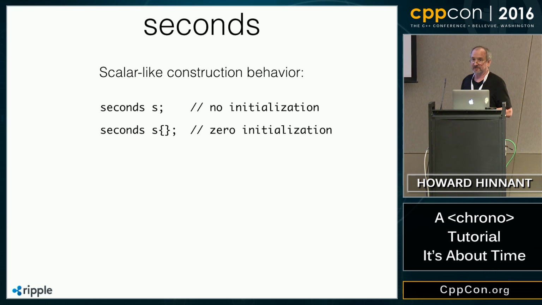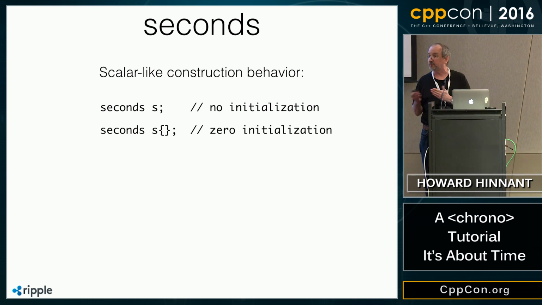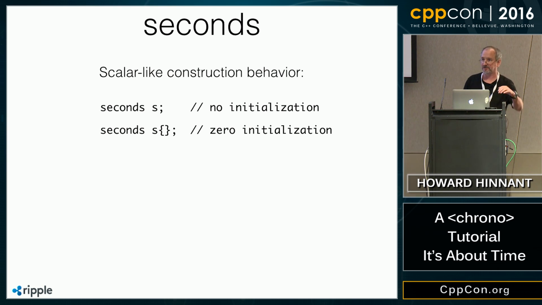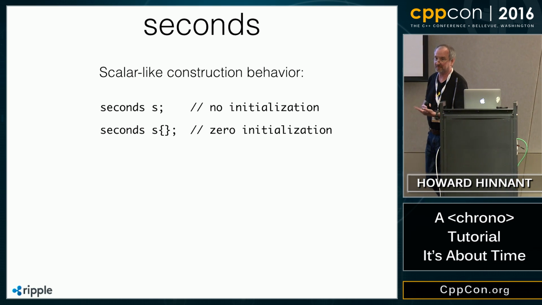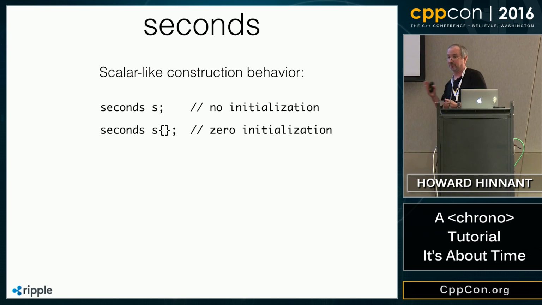To construct a seconds, you can construct it like this. If you don't have an initializer on it, it's just like a long. You get an uninitialized duration. If you want to zero initialize your duration, you can add the curly braces or the parens, and that will zero initialize it. So not only is it just like a long, you don't have to worry about it if you've got, say, a vector of seconds and your vector is 1,000,000 long. You don't have to worry about that vector going through and zero initializing every single one of those elements unless you ask it to.